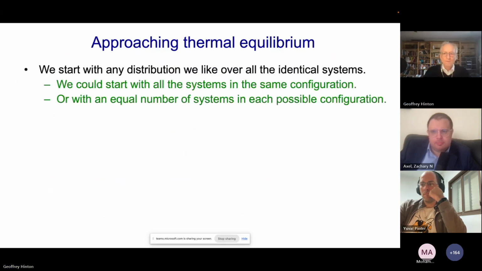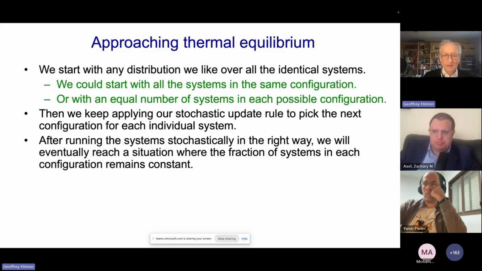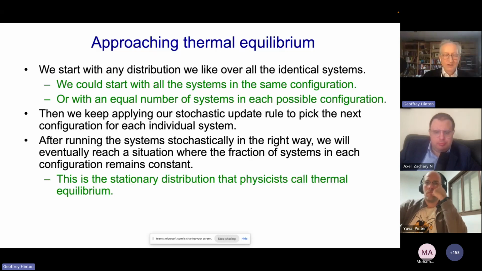So we can start with any distribution we like over all these identical systems. And as we go round in each system, letting units flip on or off stochastically, gradually what will happen is we'll settle to thermal equilibrium where the fraction is constant. And I'll give you one more analogy for that.